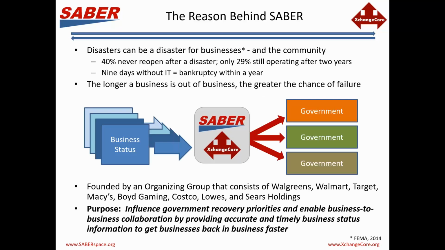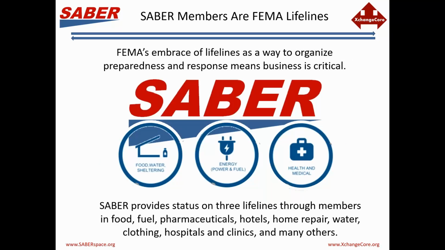First of all, the whole goal of SABER is to influence government recovery priorities and to enable business-to-business collaboration so that we can help businesses get back in business faster, because the longer they're out of business, the greater chance of failure. Getting business back in business returns the community. The SABER members are the FEMA lifelines. There are three areas that we focus in: the food, water, sheltering, energy, particularly on the fuel side of that, and health and medical, particularly pharmacies. And we'll take a look at how those have played out in the exercise.